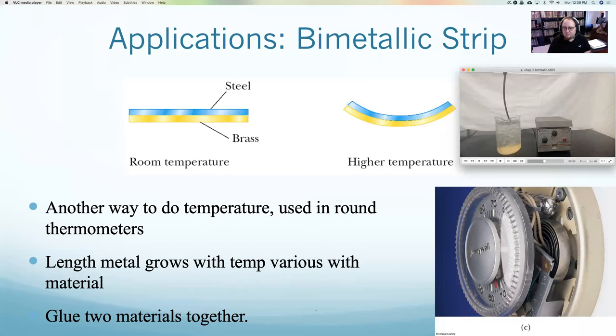If I then take this and put it in the ice water, it'll shrink again, and it becomes straight, so it no longer has the curve in it. Heat it back up, the bend will come back.